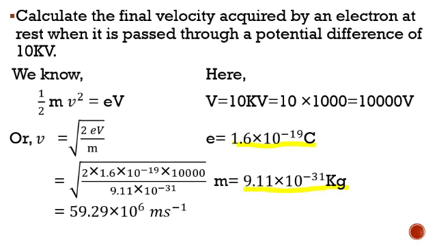Now we will start with the formula. Half mv square equals eV. Here v equals root over 2eV divided by m, and we will write here instead of e 1.6 into 10 to the minus 19 and V 10000, 4 zeros are there, and mass 9.11 into 10 to the power minus 31, and the answer came 59.29 into 10 to the 6 meter per second. Don't forget to write the unit at last, okay, because it is also an important part of the physics math.